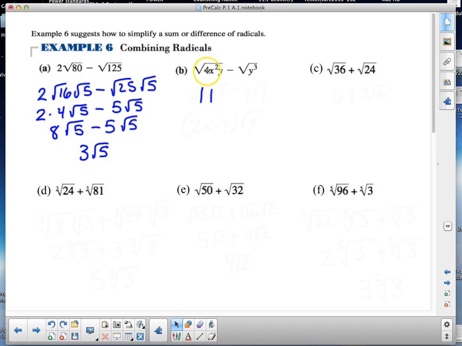In B, I have an even, odd, so it's got to be an absolute value. I left it in there so it's obvious that that's what would be the case. This is the square root of y cubed, so 1 y comes out, y squared, and y the square root of y. Now the square root of y is going to be on the outside, and I can combine like terms there, and I'll be able to get that done. 2x minus y times the square root of y.